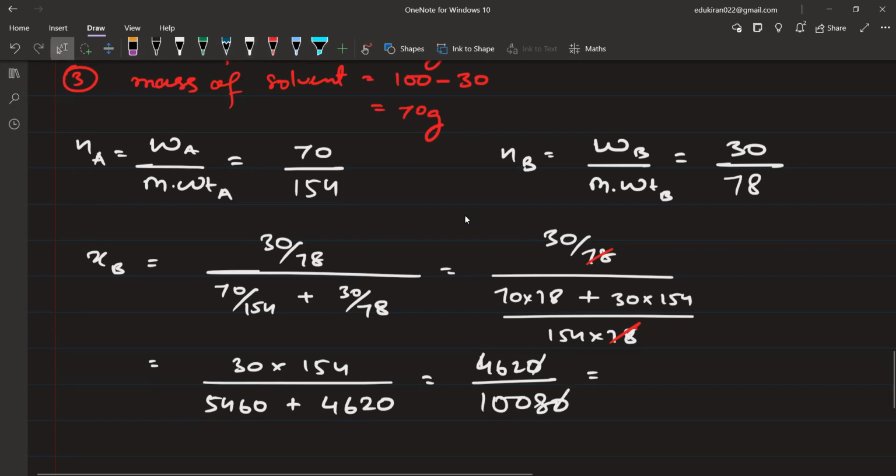So 462 upon 10080. So this is approximately आपको यहाँ पे 0.46 आप ले सकते हैं, है ना? This is 462 और यहाँ पे approximately 1000 है. तो आप इसको 460 upon 1000 के करीब लिख सकते हैं, है ना? This will give you approximately equal to 0.46.